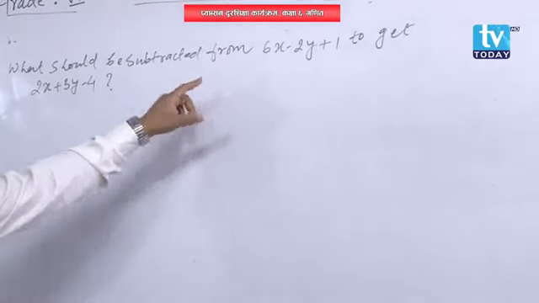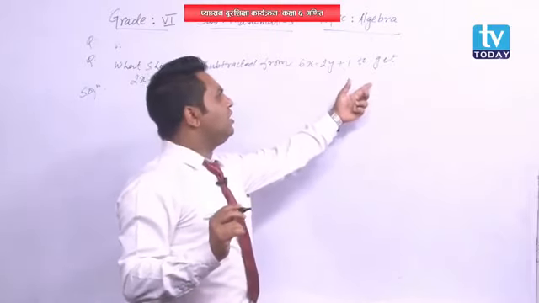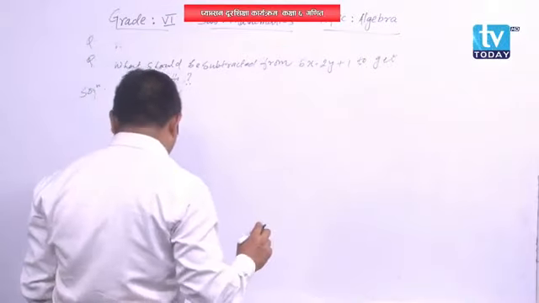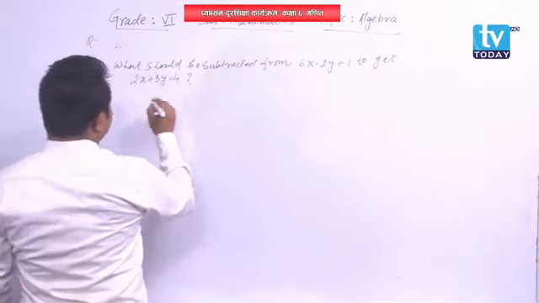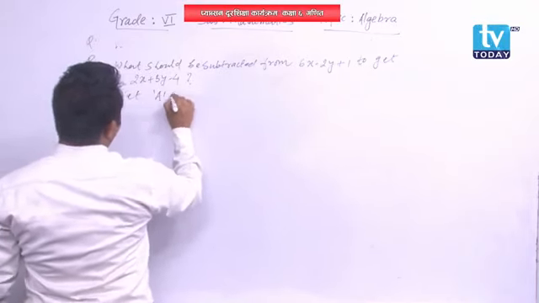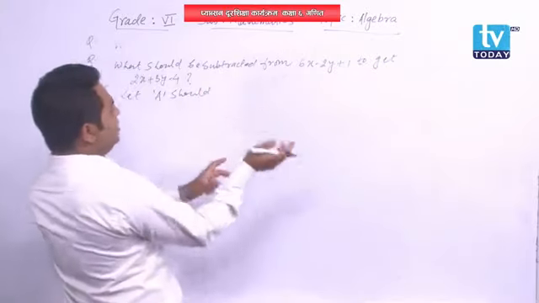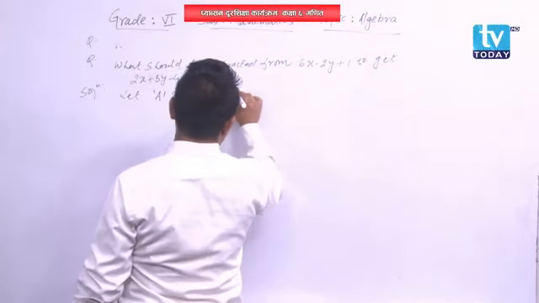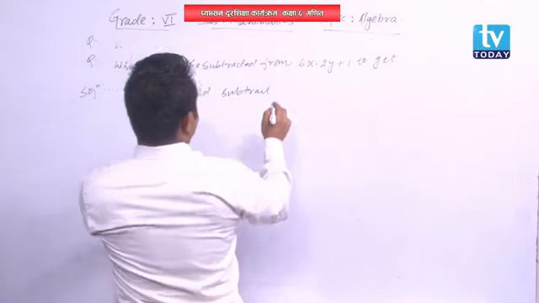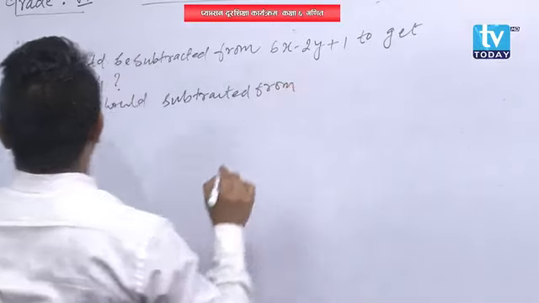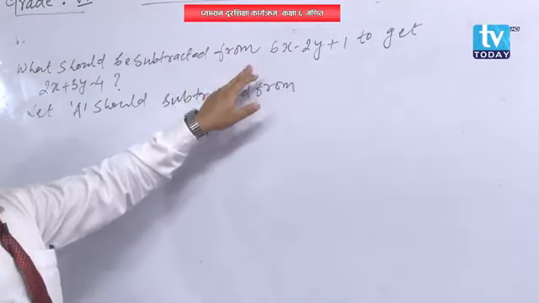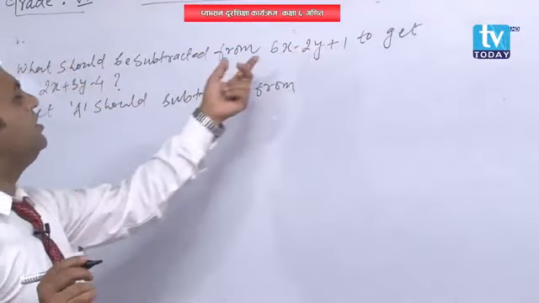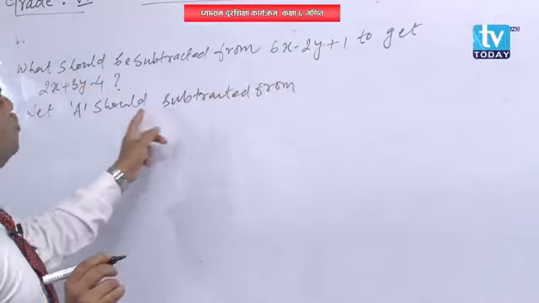What should be subtracted from 6x minus 2y plus 1 to get 2x plus 3y minus 4? Here also you can write, let a be, now we are subtracting here, so let a be subtracted from. Check the question: what should be subtracted from? That means we have to subtract from this term, 6x minus 2y plus 1.